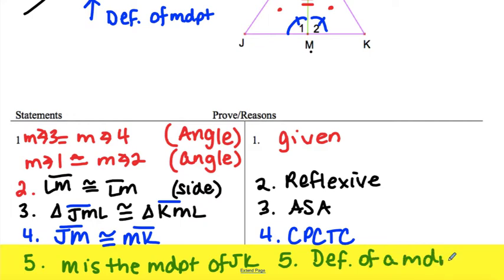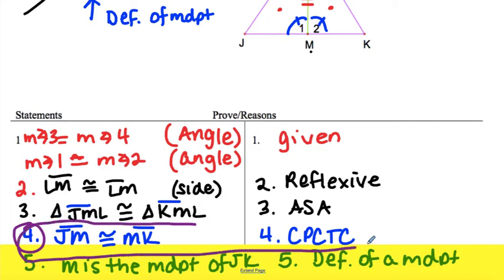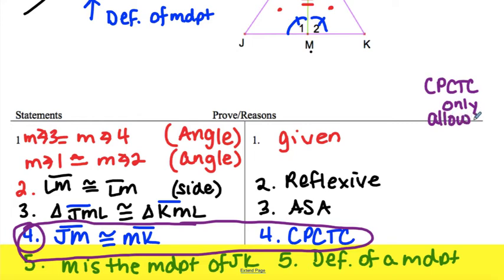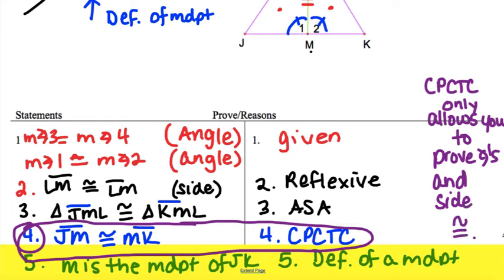Now I need you to really pay close attention. You cannot prove midpoint using CPCTC. This step was critical. You had to prove angles and sides congruent with CPCTC. CPCTC only allows you to prove angles and sides congruent. Okay?